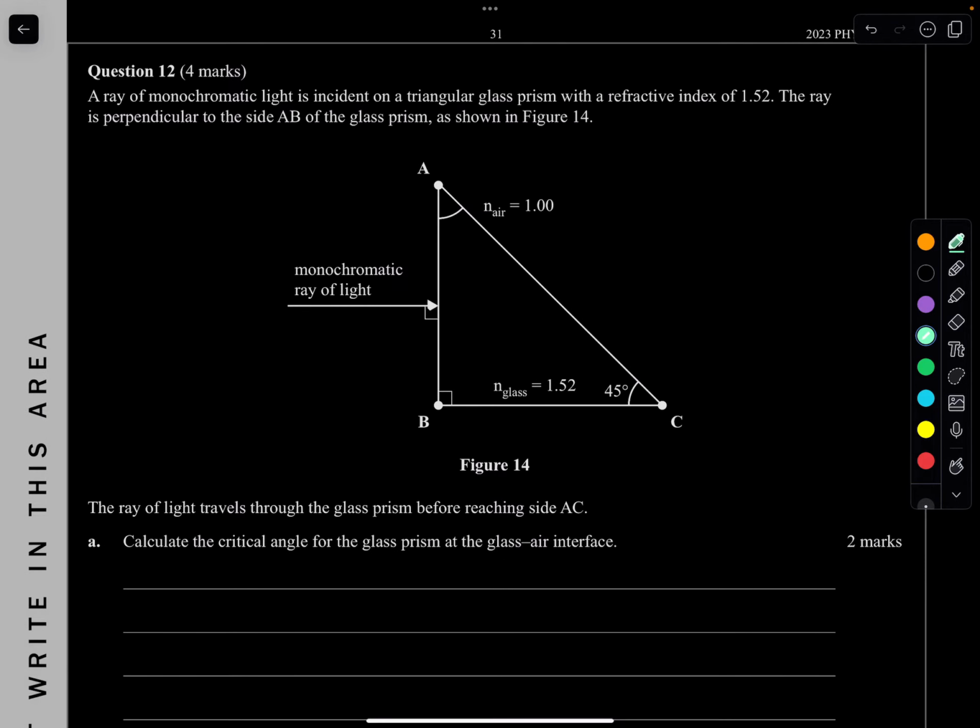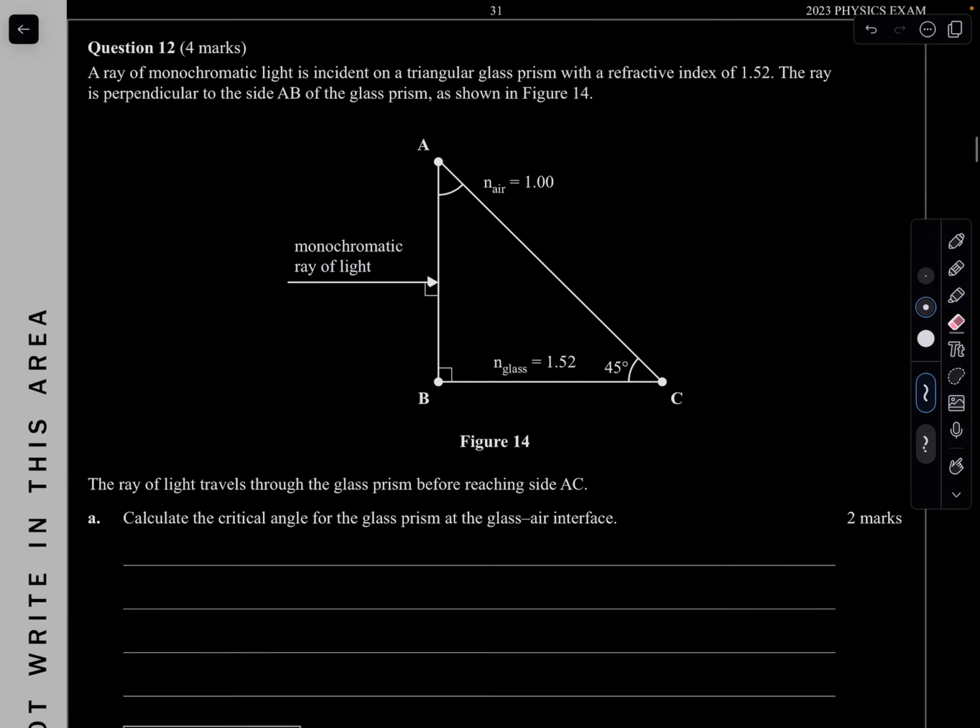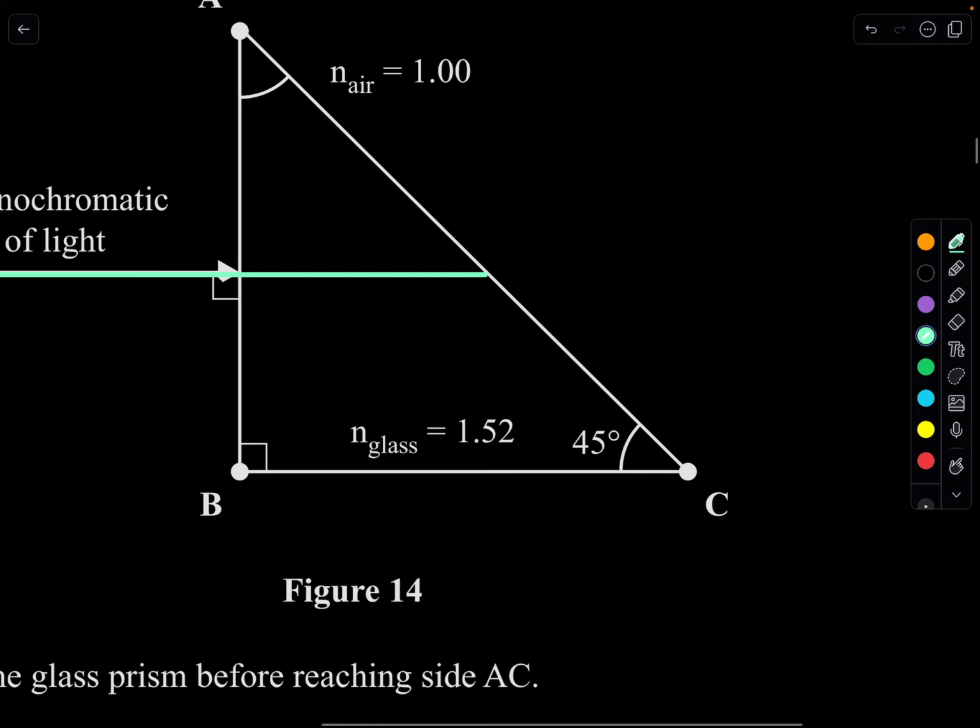Let's have a look at this. A ray of monochromatic light is incident on a triangular glass prism with a refractive index of 1.52. The ray is perpendicular to the side AB of the glass prism, as shown in figure 14. The ray of light travels through the glass prism before reaching the side AC. Calculate the critical angle for the glass prism at the glass-air interface.